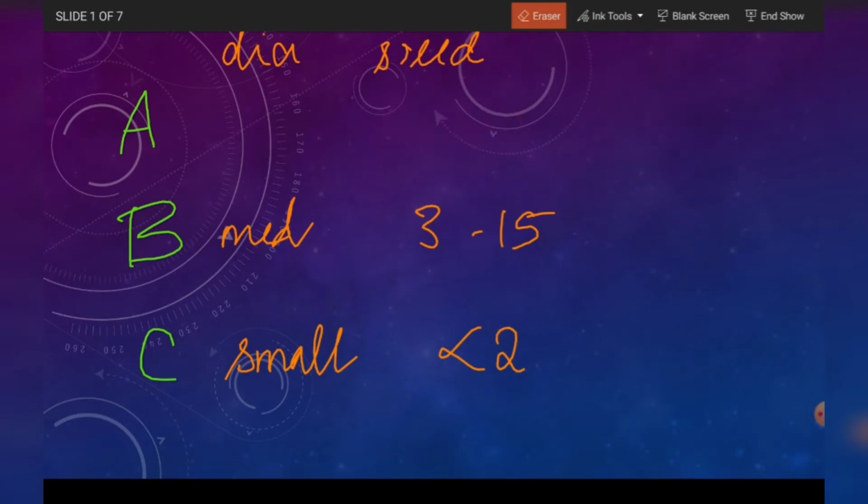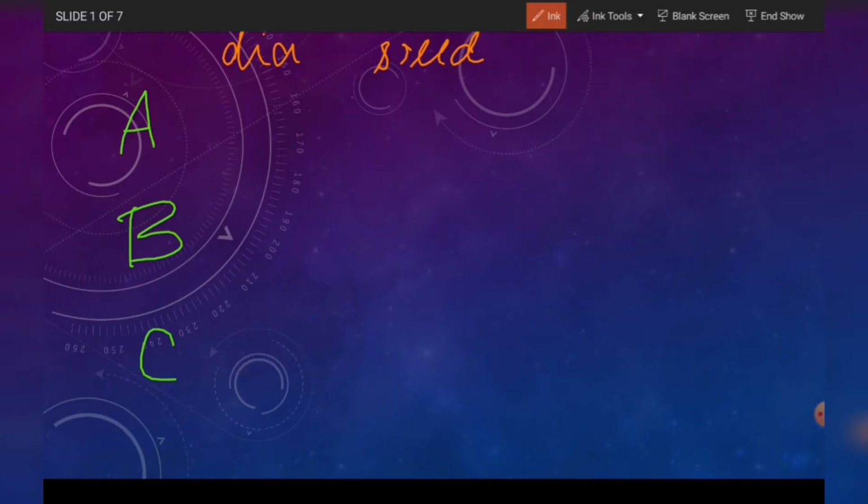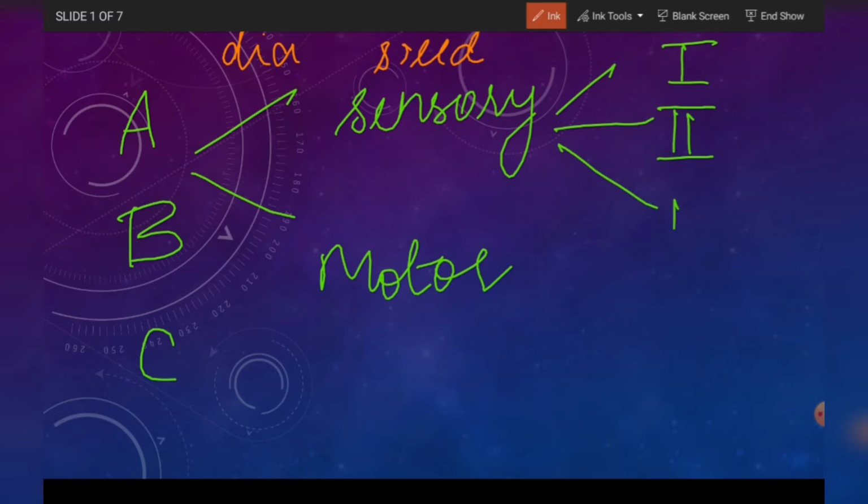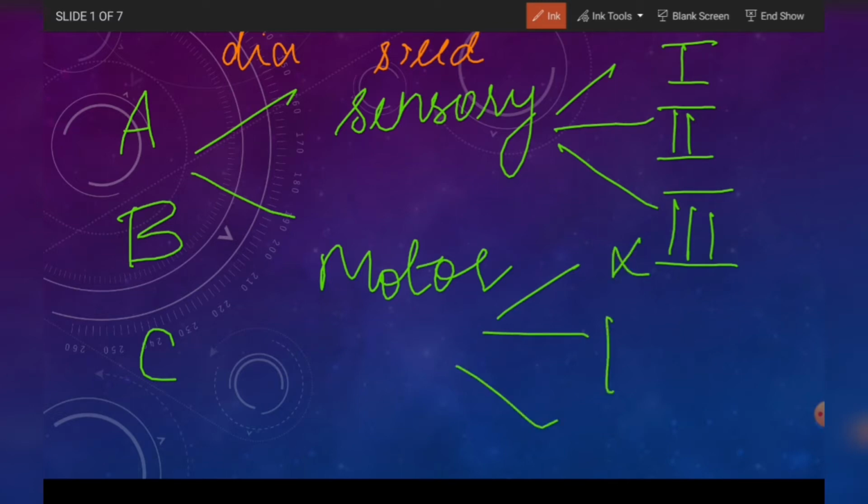Our A fibers are further classified into sensory neurons and somatic motor. The sensory is afferent. Afferent is further classified into 1, 2 and 3 fibers. Motor is further classified into alpha, beta and gamma.